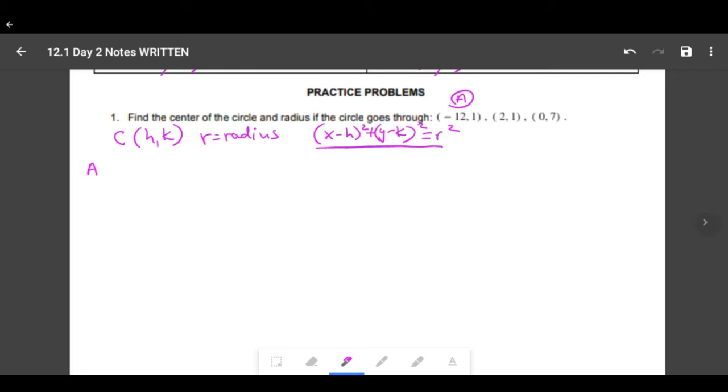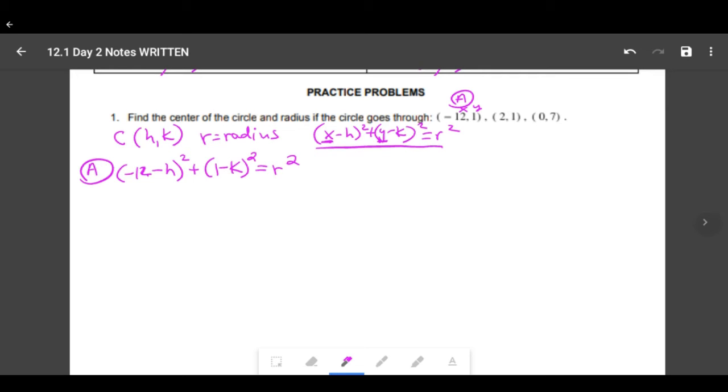So if I look over here and I take (-12, 1), I can call that an x and a y that's on the circle. So I can replace this x and this y with -12 and 1. I don't know what h is, so I'm going to leave it as minus h. That's the goal we're trying to find. Plus my y value is 1 minus k, squared. And again, I don't know what the radius is, so I'm going to leave it like that.